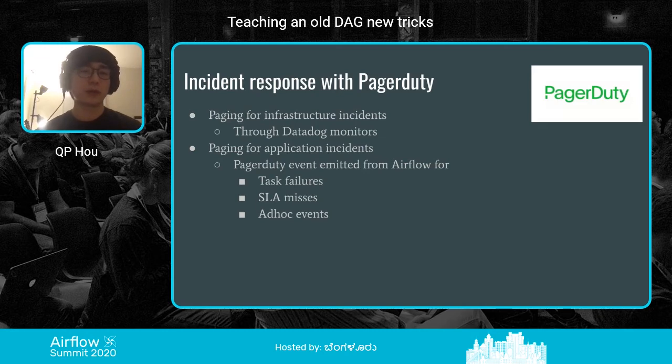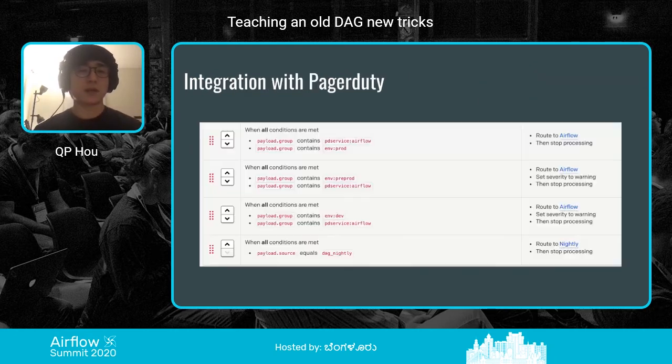So the internal custom operator will actually emit a PagerDuty event for task failures, SLA misses, or the user can also define their own custom event. This will get sent to PagerDuty, but we have custom routing rules within PagerDuty so that those incidents will get routed to task owners instead of the Airflow team. So this is what a custom routing rule looks like in PagerDuty for us.